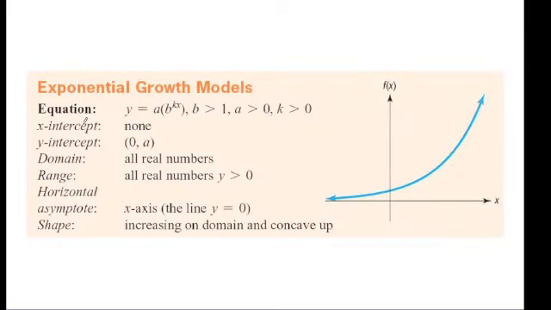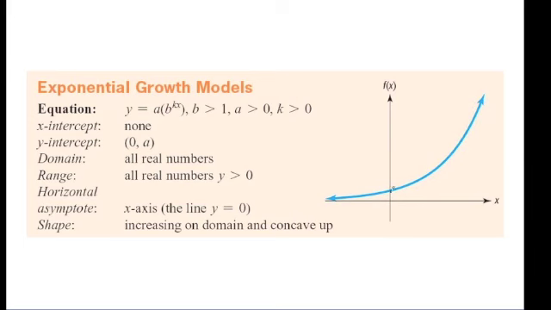This set of videos will be about Section 5.1 in college algebra, exponential functions. Exponential growth models: if you have the equation y equals a times b to the kx, where b is greater than 1, a is greater than 0, and k is greater than 0, there is no x-intercept.